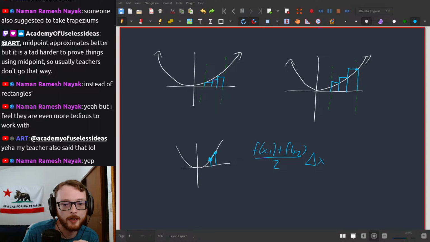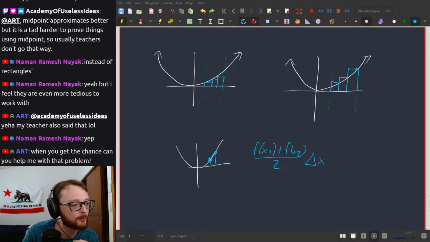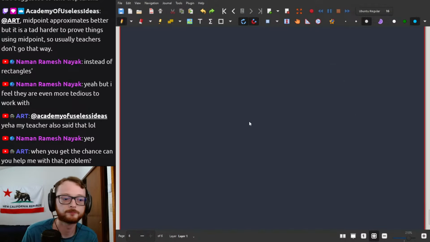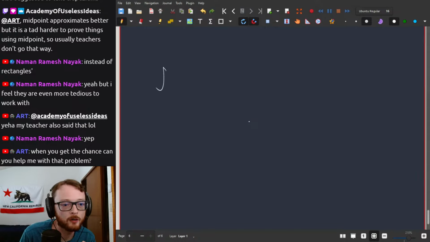So Art asked a question about an integral. I don't know if I've done this integral myself. We can mess with it, though. Art wants to integrate ln of x squared dx.